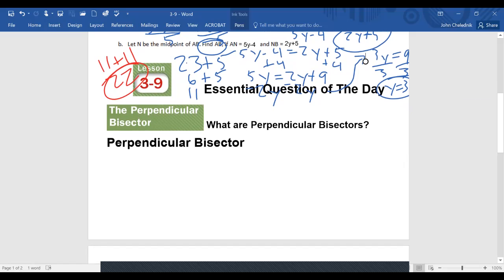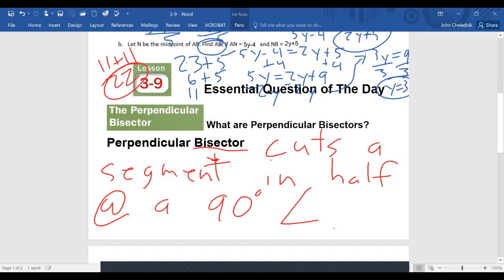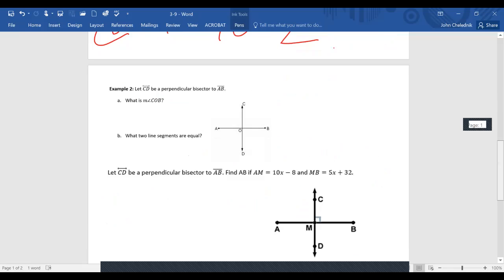Well, it cuts a segment in half at a 90-degree angle. That's what a perpendicular bisector is. Bisector means it gets cut in half. Perpendicular means it's at a 90-degree angle. So here's what they look like.